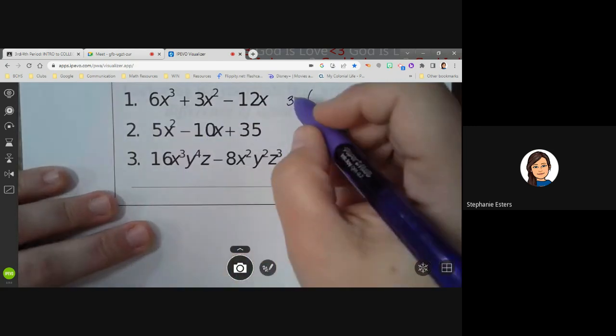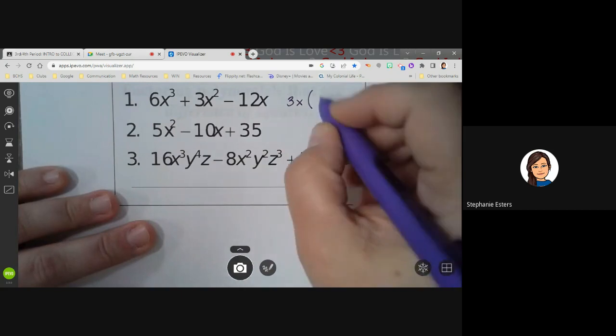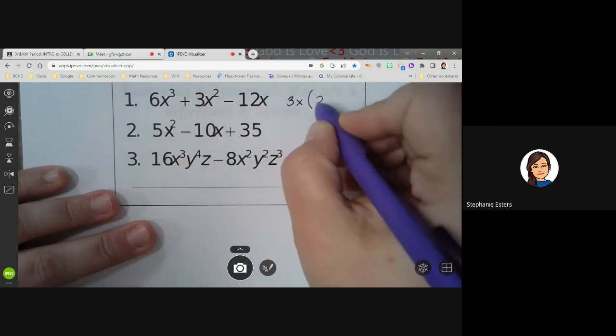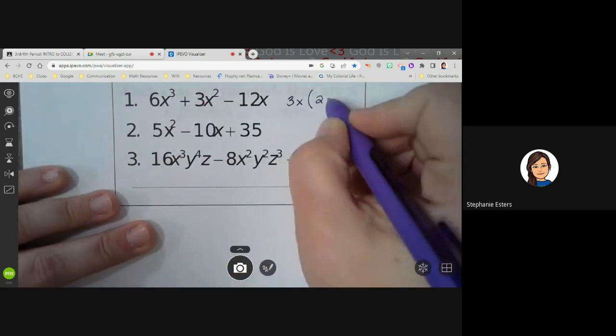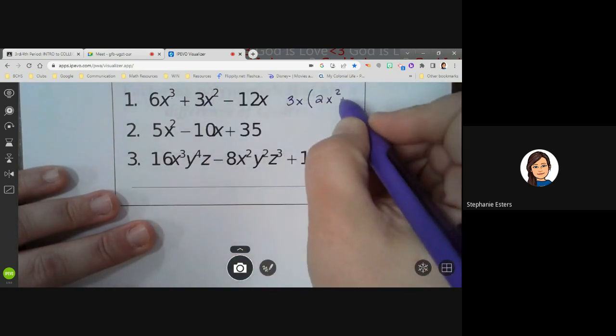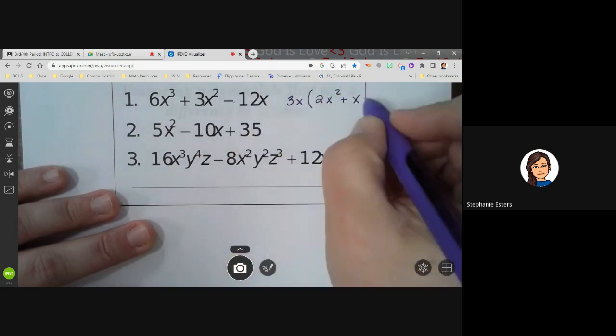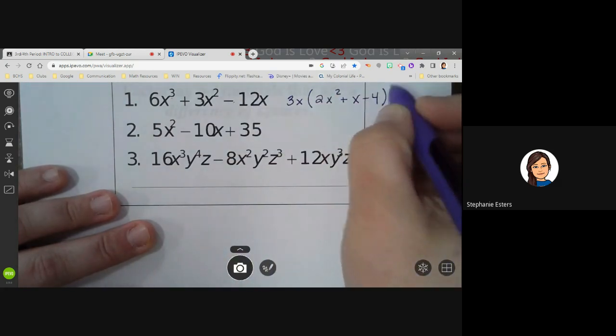6, 3, and 12 are all divisible by 3. I can also take at least one x away from each of these terms. 6 divided by 3 gives me 2. 3x's, I took 1 away, leaves me with x squared. 3 divided by 3 is 1, which I'm not going to write. X squared divided by x is x. Negative 12 divided by 3 is negative 4, and we took the only x.